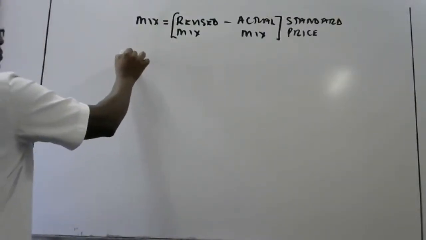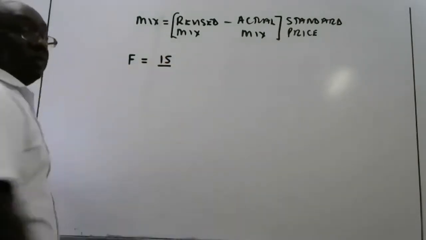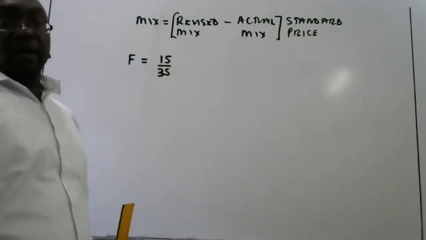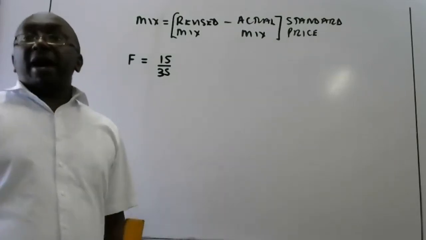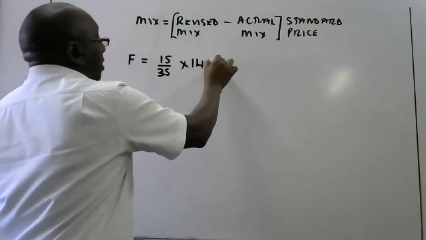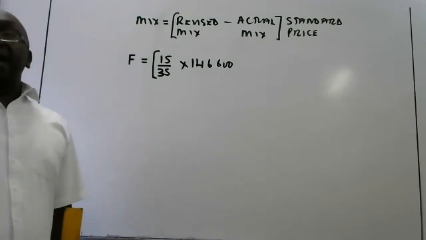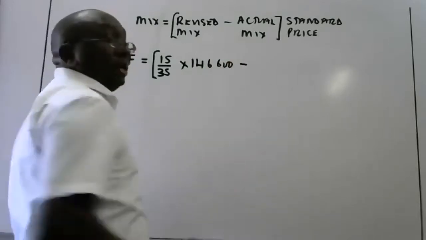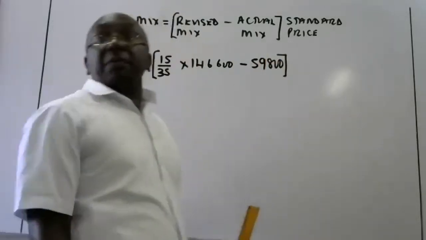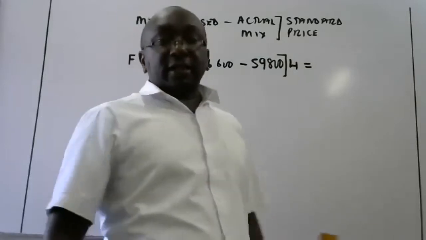So let's start with F. F was bringing 15 kilos in a total of, if we add the three of them, 35. So F was supposed to bring 15 in a total of 35. Now multiply this by the actual kilos. What you got down there was 146,600. So that tells you how many kilos should have come from F. You minus how many we got from F, which was 59,800. And the standard price is 4.